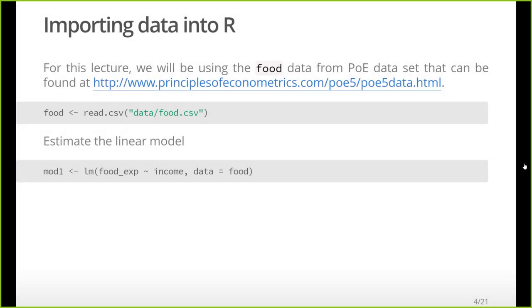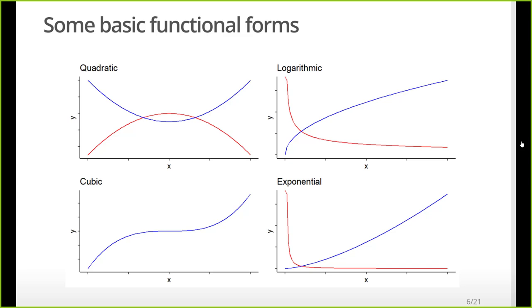So, we'll keep going, and in this, we're going to continue to use our data from the food data set, where we have food expenditure and income. This, of course, comes from the same location that it has been. And so let's talk about a few different functional forms. And so what I've plotted for you here is some basic functional forms we can think of that are nonlinear.